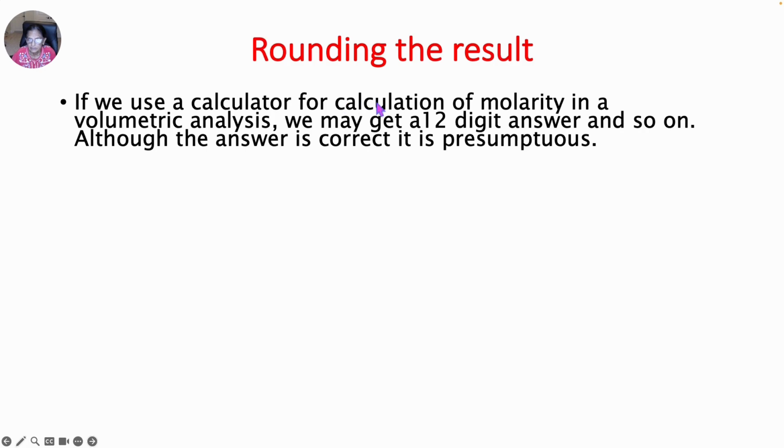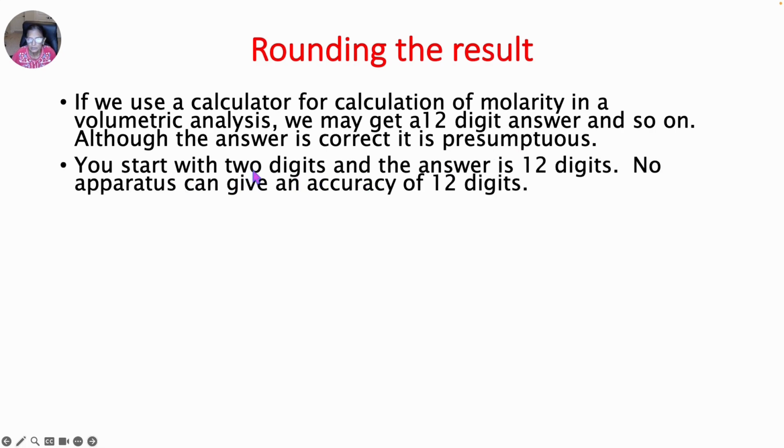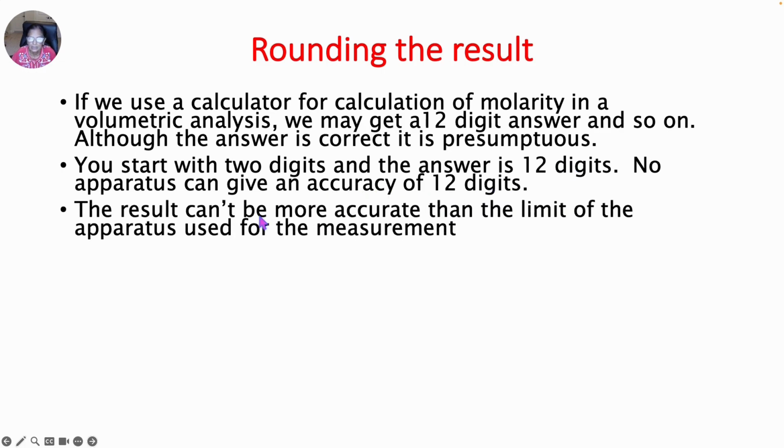If we use a calculator for any calculation like calculation of molarity in a volumetric analysis, we may get a 12-digit answer. Depending on the calculator, we may get an 8-digit answer, 9-digit or 12-digit answer and so on. Although the answer is correct, it is all presumptuous. You start with 2 digits and the answer is 12 digits. No apparatus can give you an accuracy of 12 digits. The result can't be more accurate than the limit of the apparatus used for the measurement.